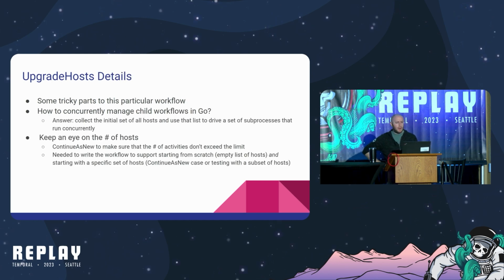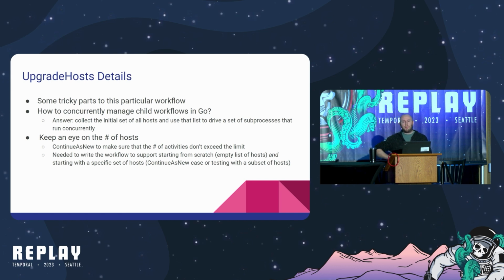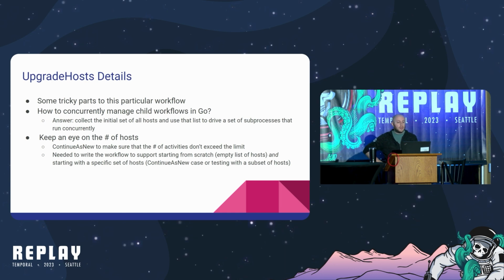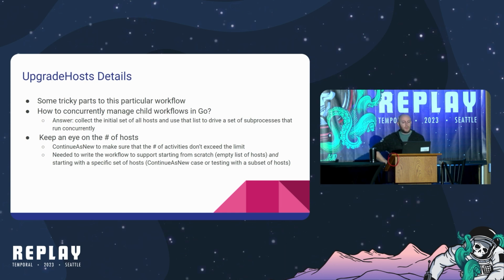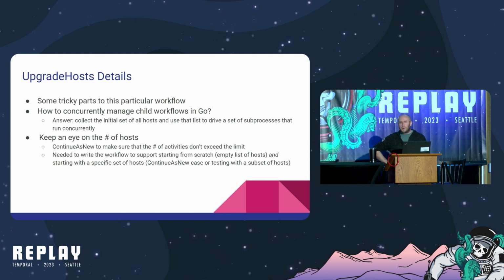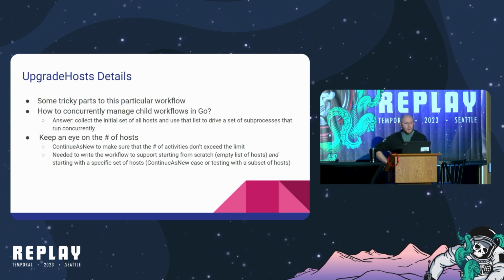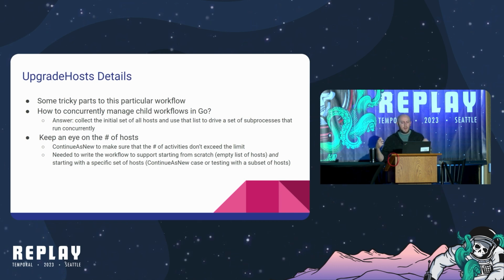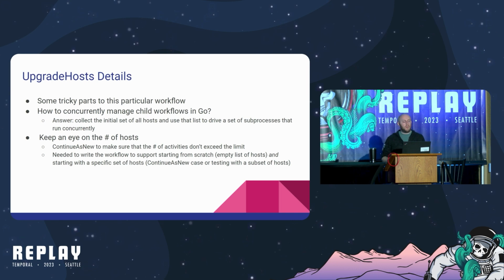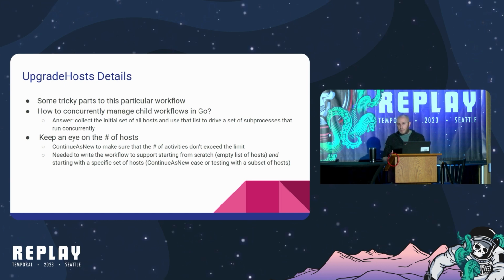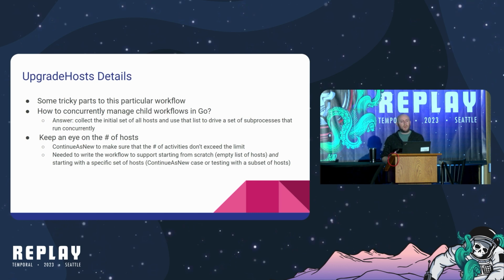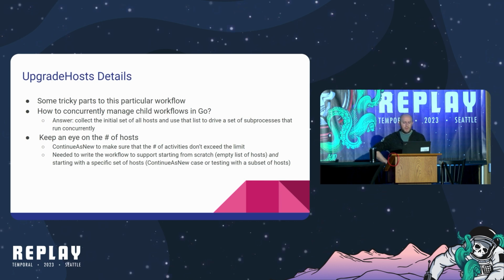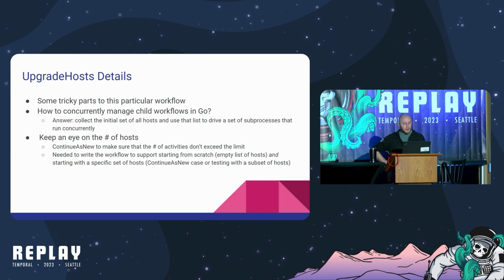Another hard part we had to figure out here was, because we're talking possibly thousands of different hosts, and we don't want to do it sequentially, how do you concurrently manage all of these workflows in Go? There weren't really super great examples that I could find, at least in the samples repo. So the first thing it does is collect this list and then partition that up into a bunch of not really Go routines, because they aren't really supported in Temporal, but there's a construct for that. And again, we make sure that we keep an eye on the number of hosts to make sure that we don't exceed our event limit.